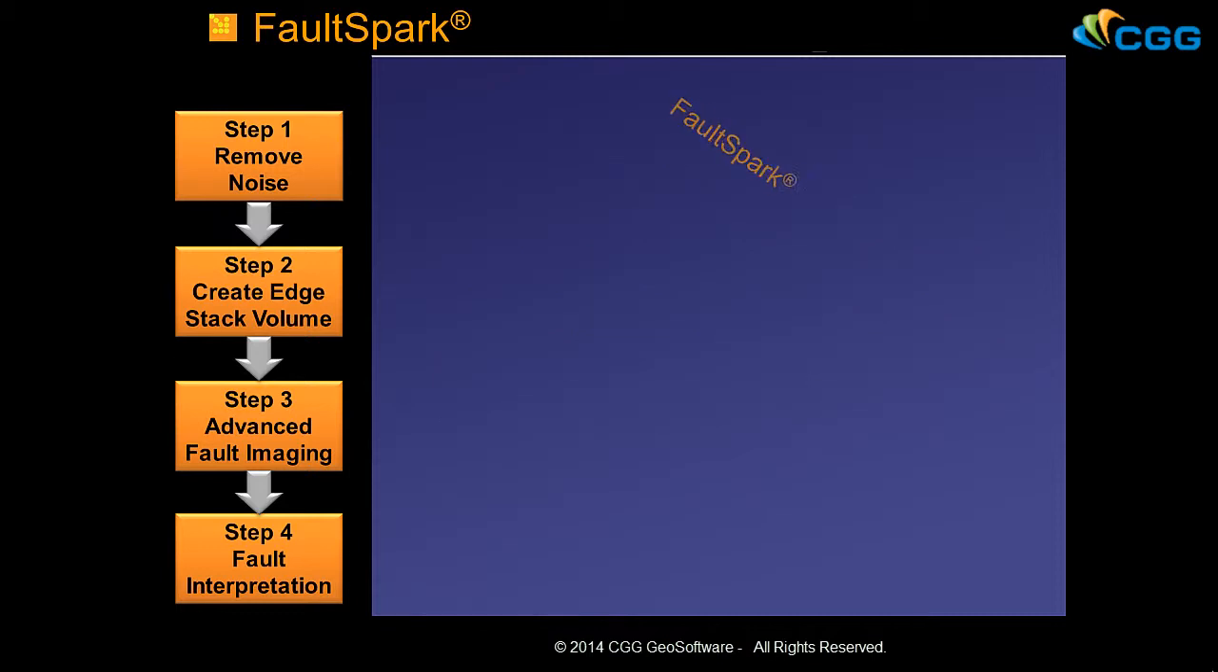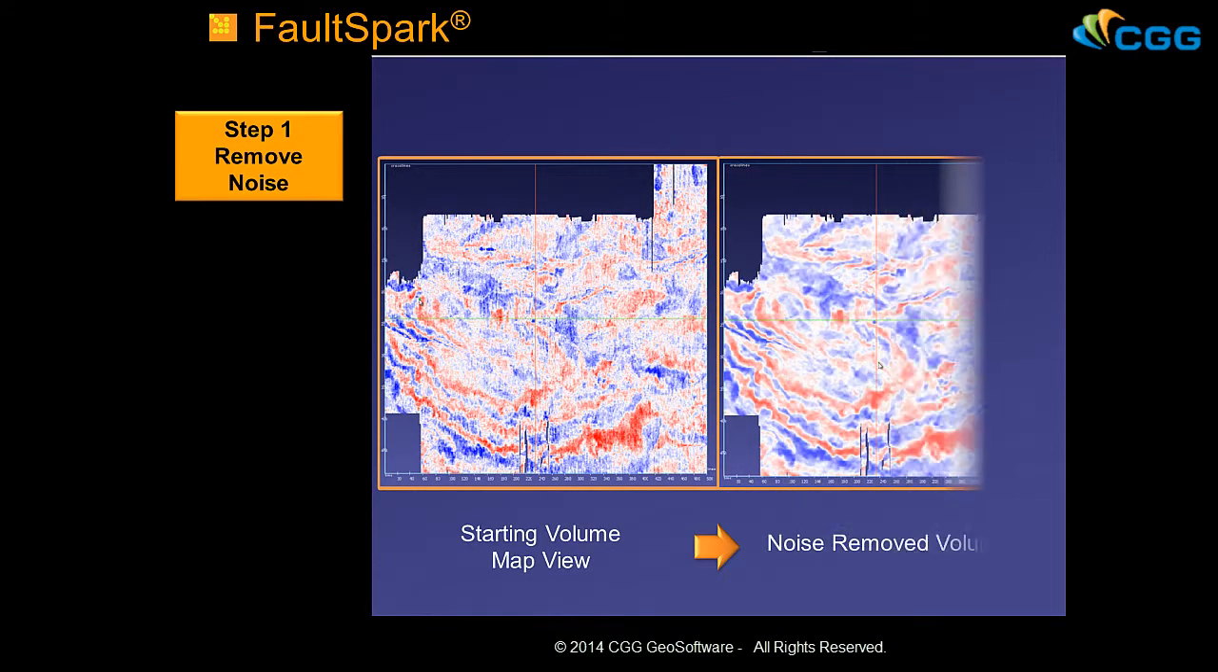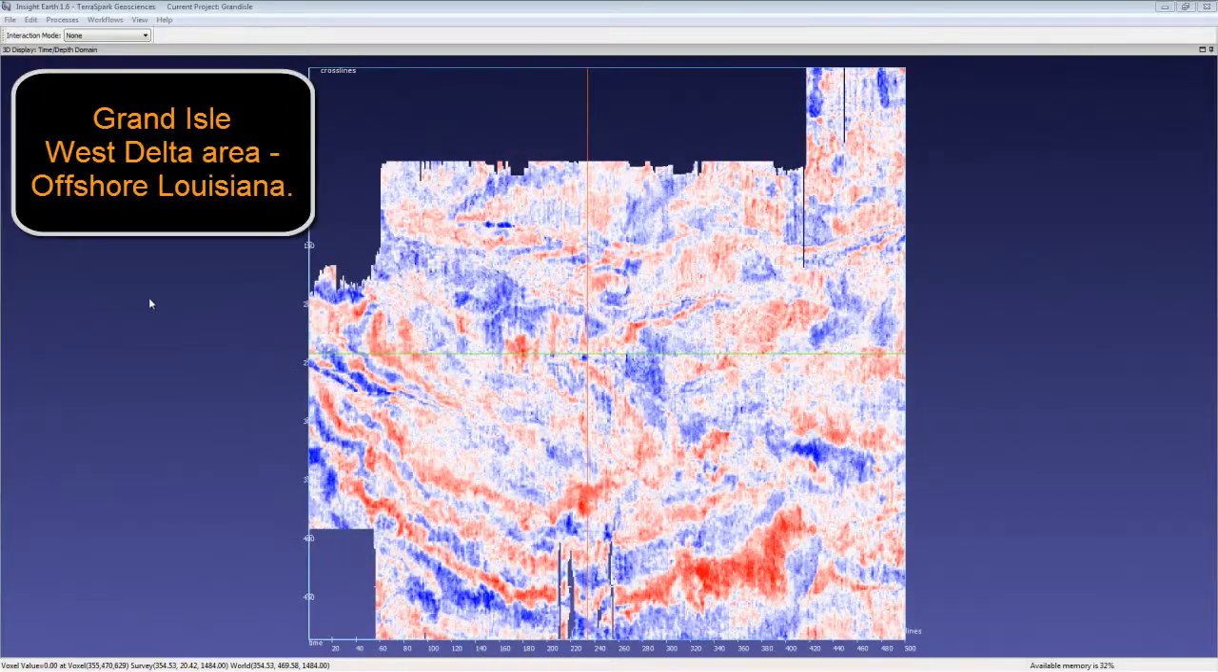We will now overview the FaultSpark workflow. Our starting volume, shown here, has significant noise. Our goal is to use FaultSpark to remove that noise. The example dataset we are viewing here is Grand Isle West Delta, offshore Louisiana in the Gulf of Mexico.